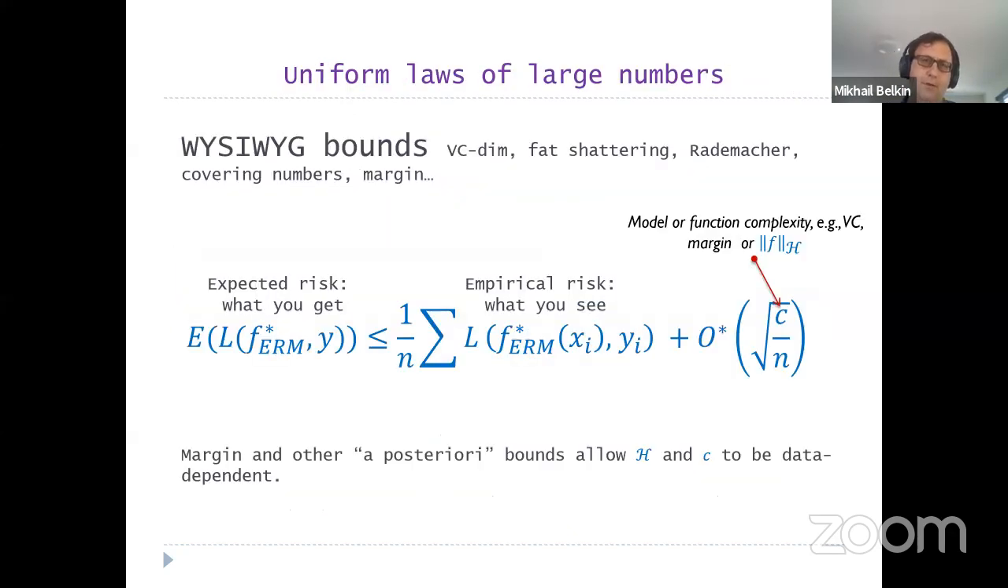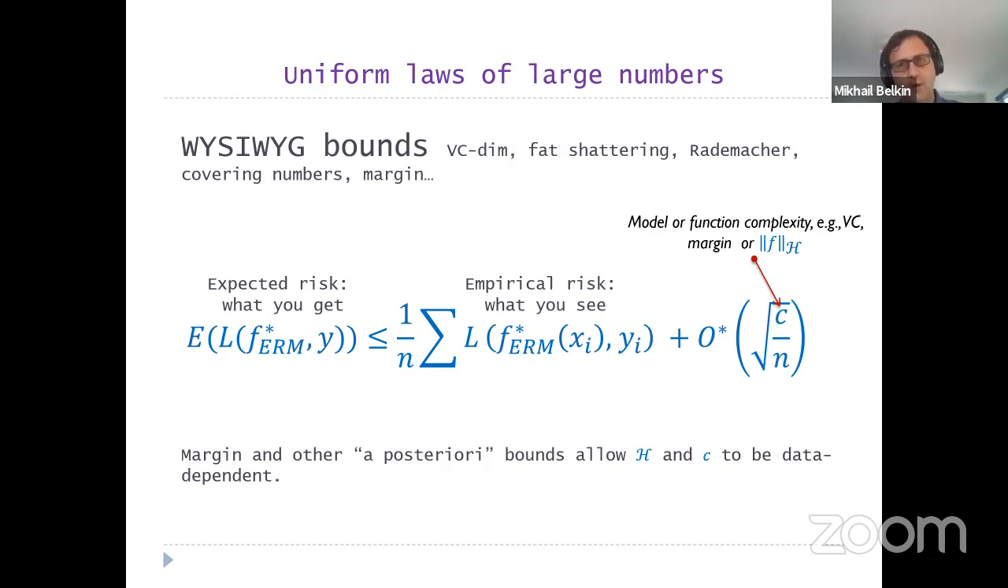Well, what about uniform laws of large numbers? To unpack this a little bit more, uniform laws of large numbers work like this. You have an inequality, which you may call WYSIWYG: what you see is what you get. So this inequality is of the following form. On the left, you have the expected risk. This is the risk on unseen data. This is what you get. On the right, you have the empirical risk. This is what you see, right?